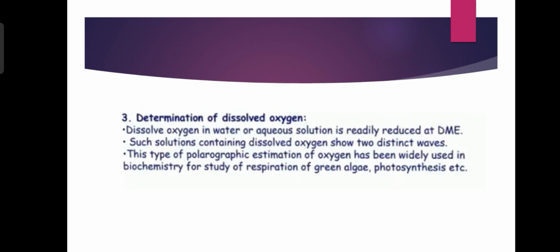Next, the third application is the determination of dissolved oxygen. As oxygen converts to hydrogen peroxide, it appears in the polarographic cell at minus 0.05 volt, so we can find whether oxygen is present or not. And after some time, at minus 0.9 volt, the hydrogen peroxide gets converted into water. This type of process is basically used in the study of respiration of green algae and photosynthesis also.